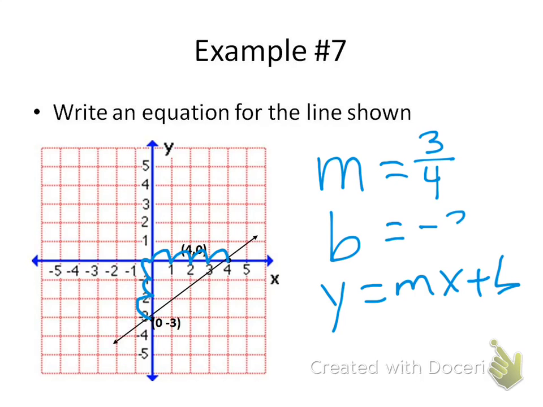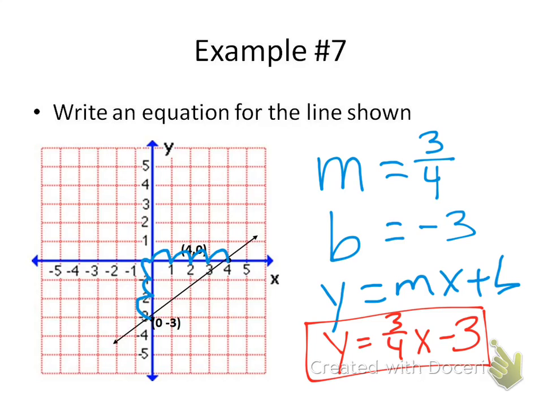I heard someone say it. B is -3. B is just where it hits the y-axis. So now I'm going to rewrite it. I'm going to replace M with my M value, B with my B value. This is going to be y equals 3/4 x minus 3. What are your questions?